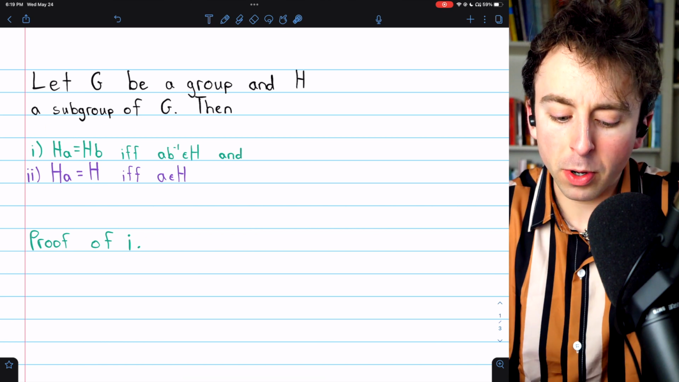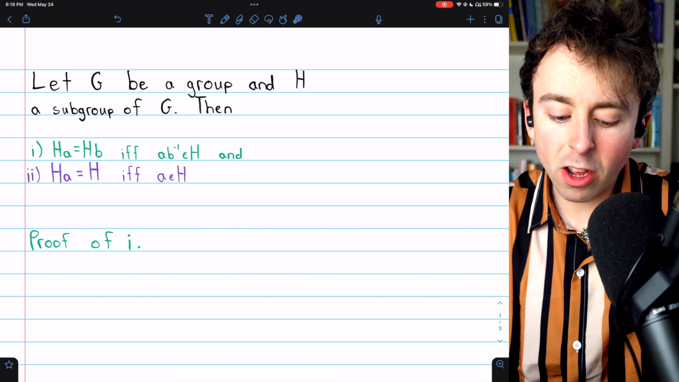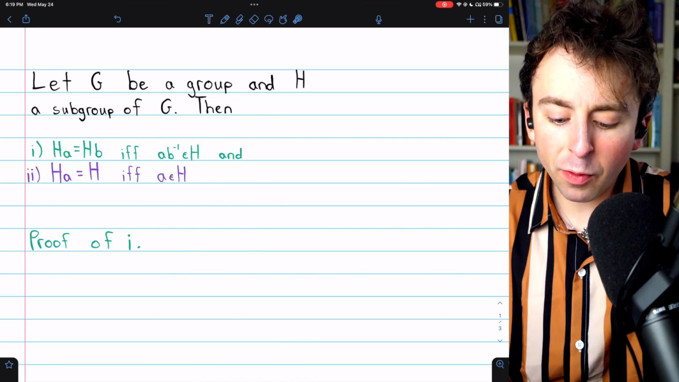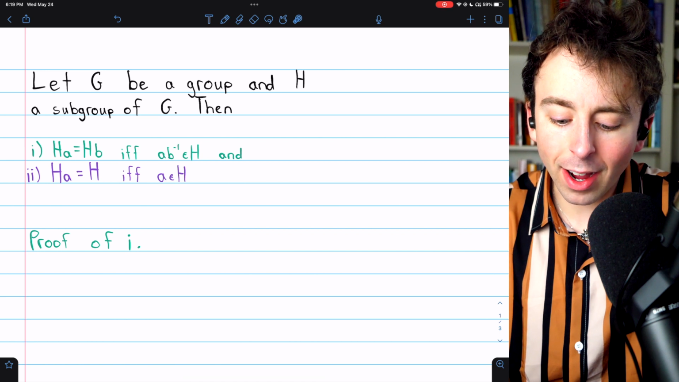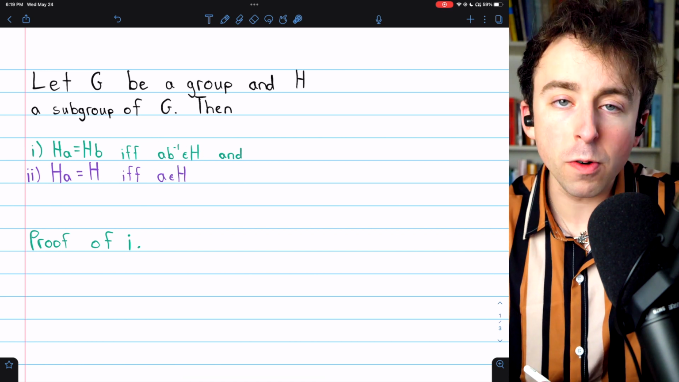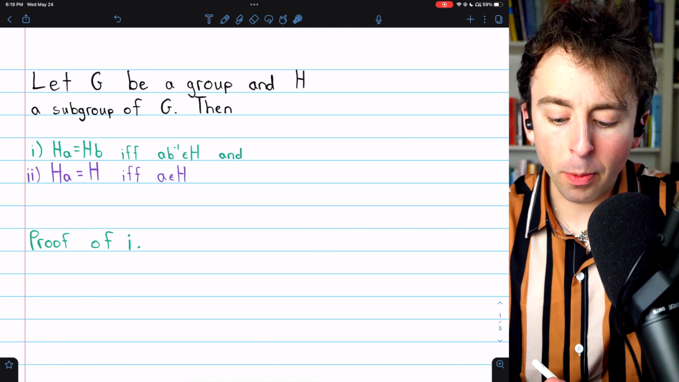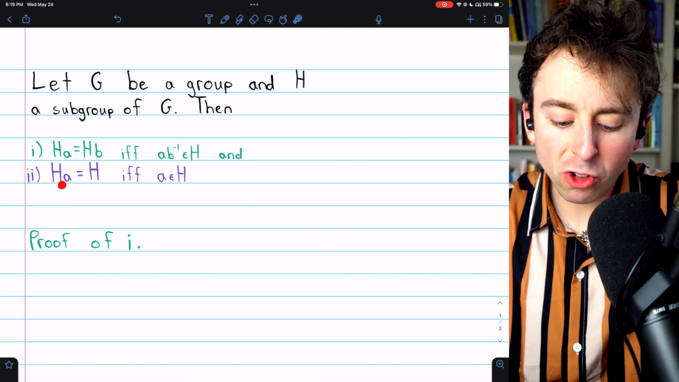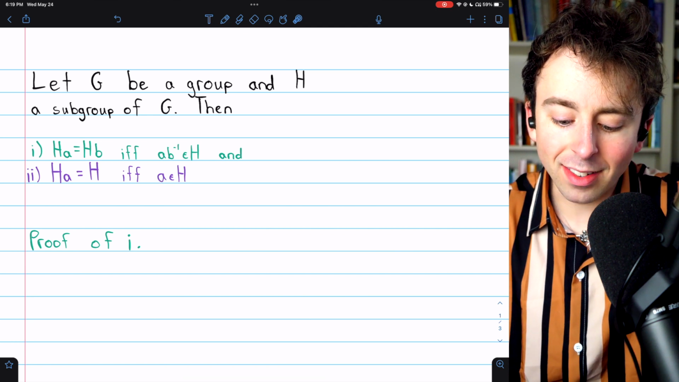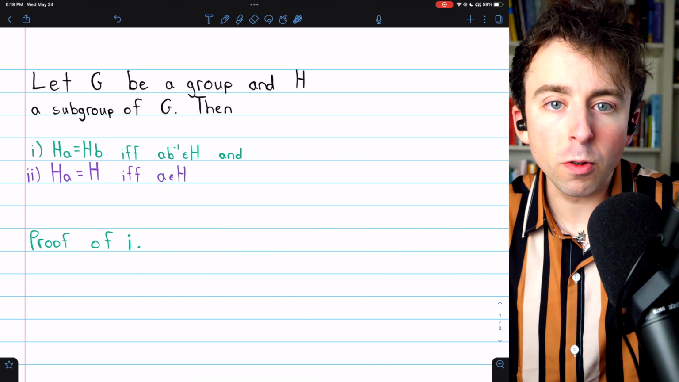Then, the first property we're going to prove is that the coset HA equals the coset HB if and only if the product AB inverse is also in the subgroup H. And the second property we'll prove is that the coset HA equals the subgroup H if and only if A is an element of the subgroup H.